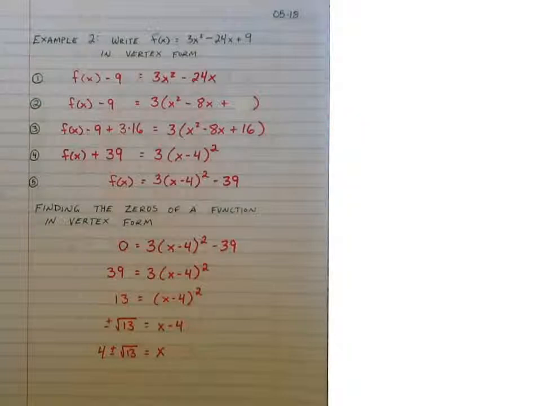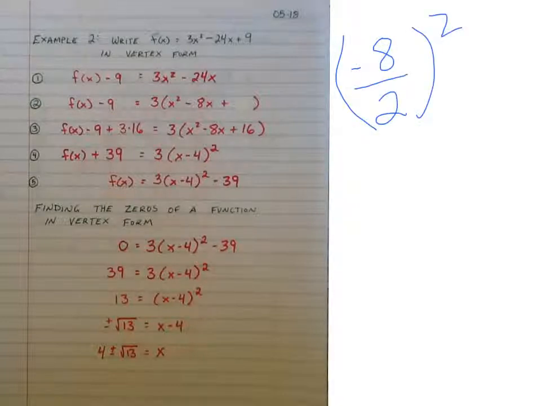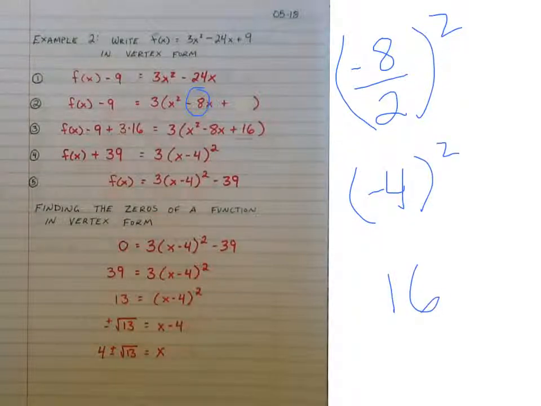So what we did here, negative 8 divided by 2 squared is what's being added to both sides. So negative 8 was our b term, which is negative 4 squared, which is 16. So we add 16 to the right-hand side of the equation, and the left-hand side we're going to add 16 times 3 to maintain balance.